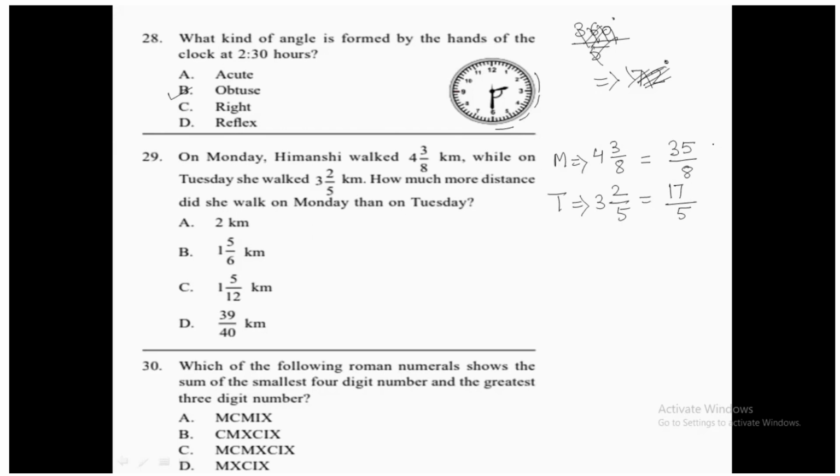So what we need to do here is subtract both the numbers. She is asking how much more distance she walked on Monday than on Tuesday. So we need to subtract 17 by 5 from 35 by 8. Okay. When we are subtracting it, let's see what we are getting. If we take the LCM of 8 and 5, we are getting 40. Okay, now how many times is 5 in 40? 8 times. So we have to multiply 35 with 5. So what are we getting?